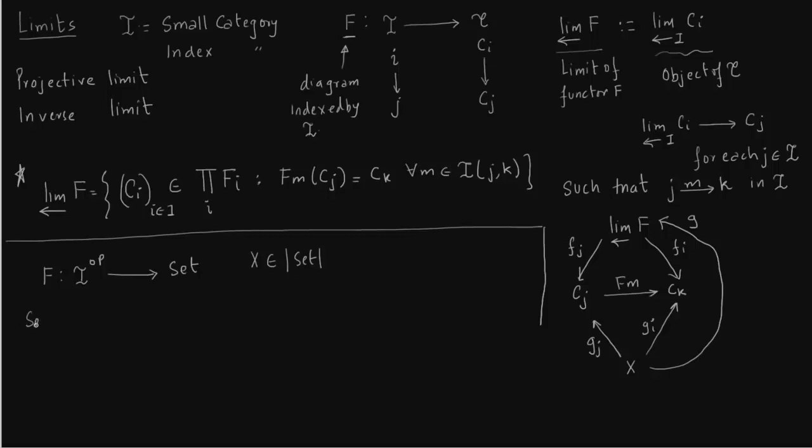Then you define another functor, again from I^op to Set. It will take I, this will get mapped to, yeah, so the underlying set here, the objects are morphisms.